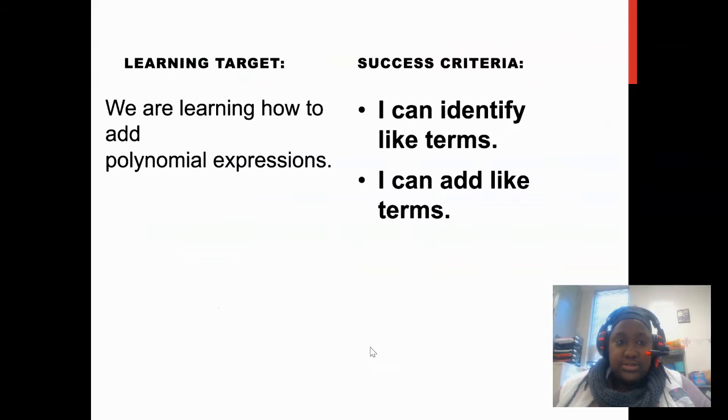Let's take a look at the learning target and success criteria. The learning target is we are learning how to add polynomial expressions. And then the success criteria is I can identify like terms and I can add like terms.